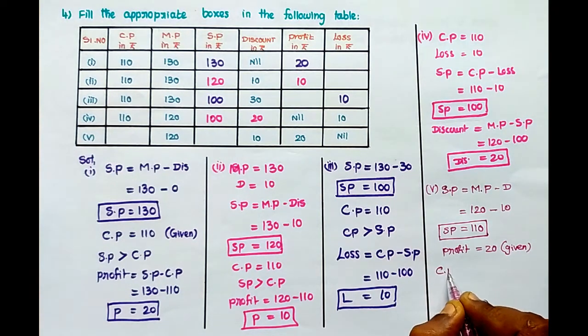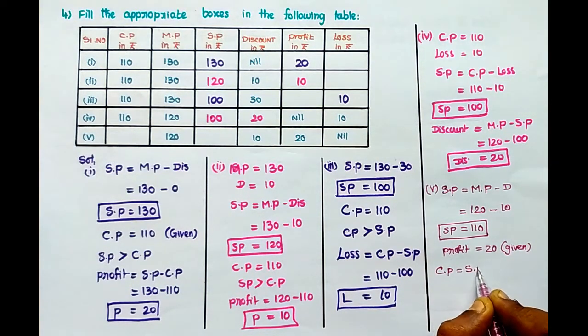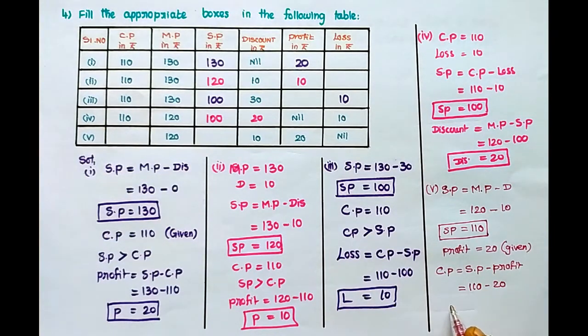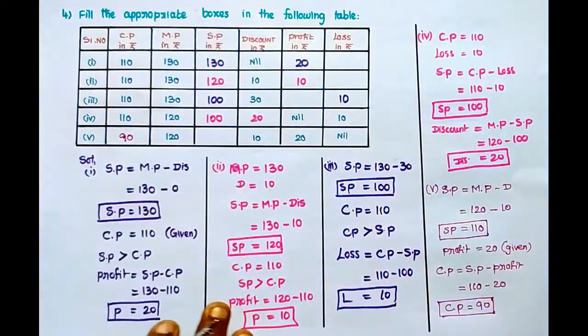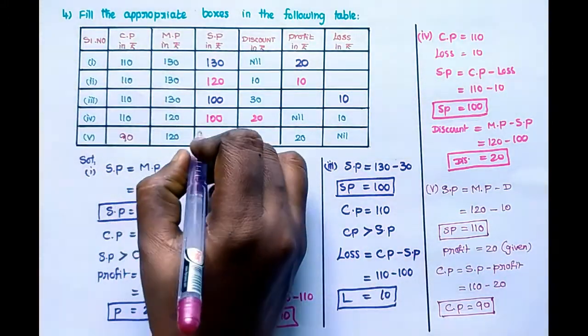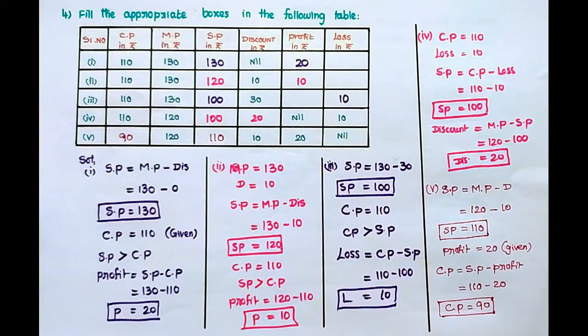So now cost price equal to selling price minus profit. So selling price is what? 110 minus 20. So cost price equal to 110 minus 20, 90 rupees. So that is the answer. What? Cost price equal to 90 rupees and selling price 110. So that is the answer.